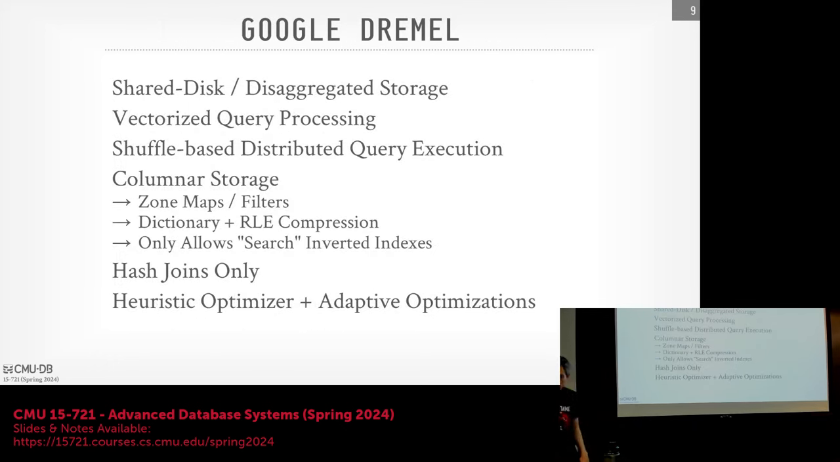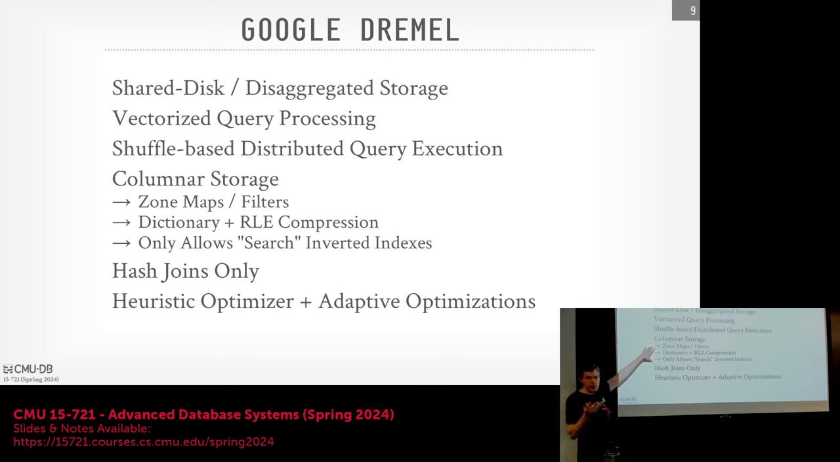So for all the systems that we're going to look at for the next 2 weeks, we're going to do this same kind of summary page. We're going to hit all the high-level aspects of the system as it relates to all the things we talked about throughout the semester. A lot of this is going to be table stakes. It's just things that you would expect a modern Lakehouse or OLAP engine to be able to support. So shared disk aggregate storage, that's to be expected. Vectorized query processing, as we said, these papers aren't going to say anything deep about it, other than I know that BigQuery is using intrinsics, because we asked them. The paper doesn't say that, though. The shuffle-based distributed execution, we'll get to in a second.